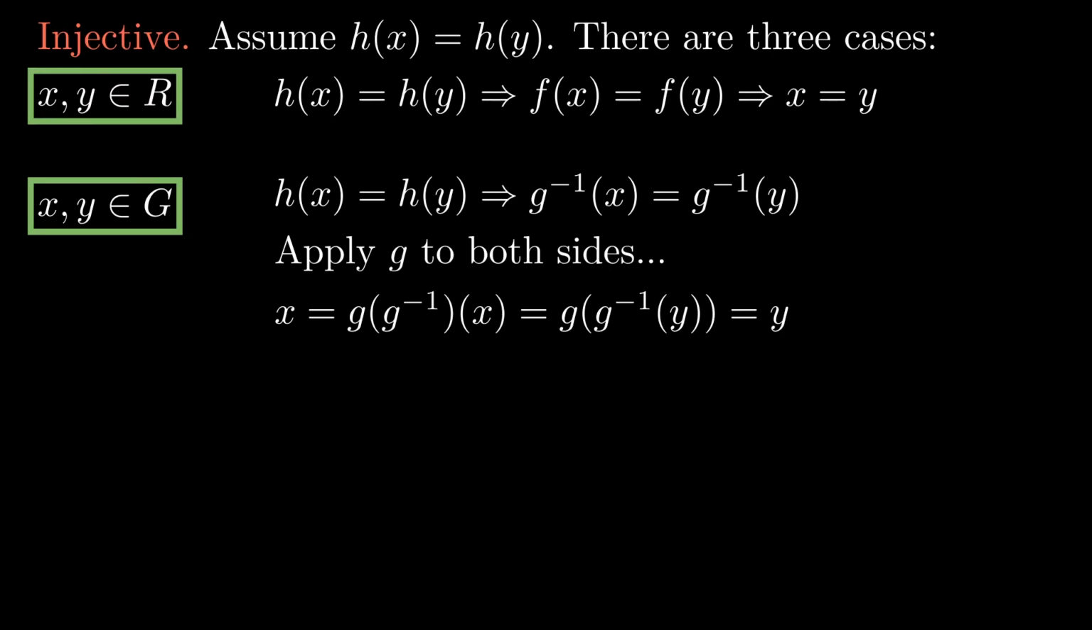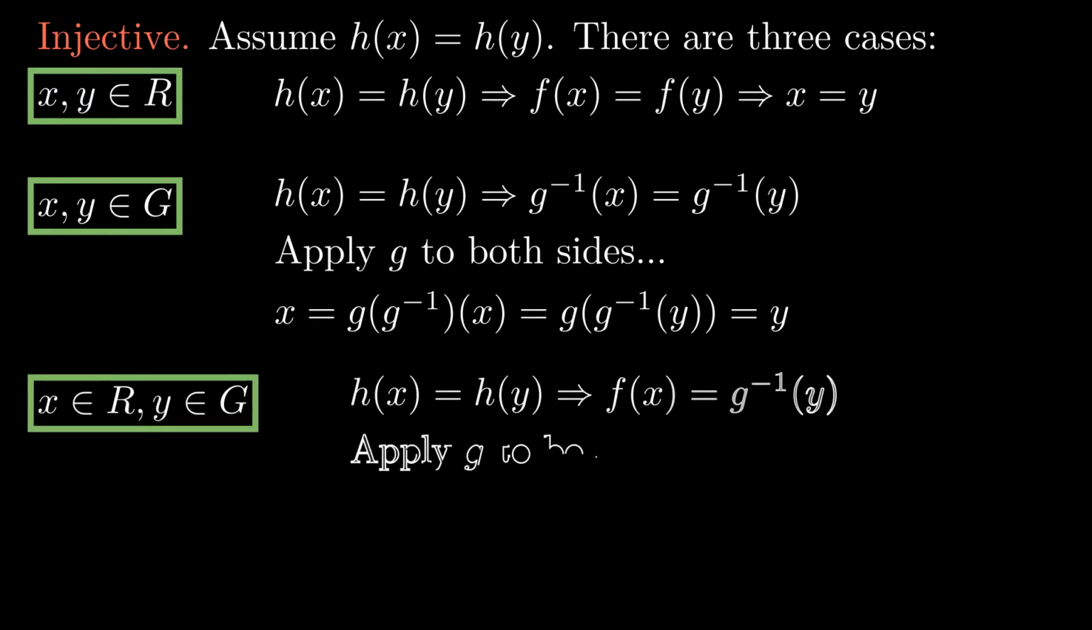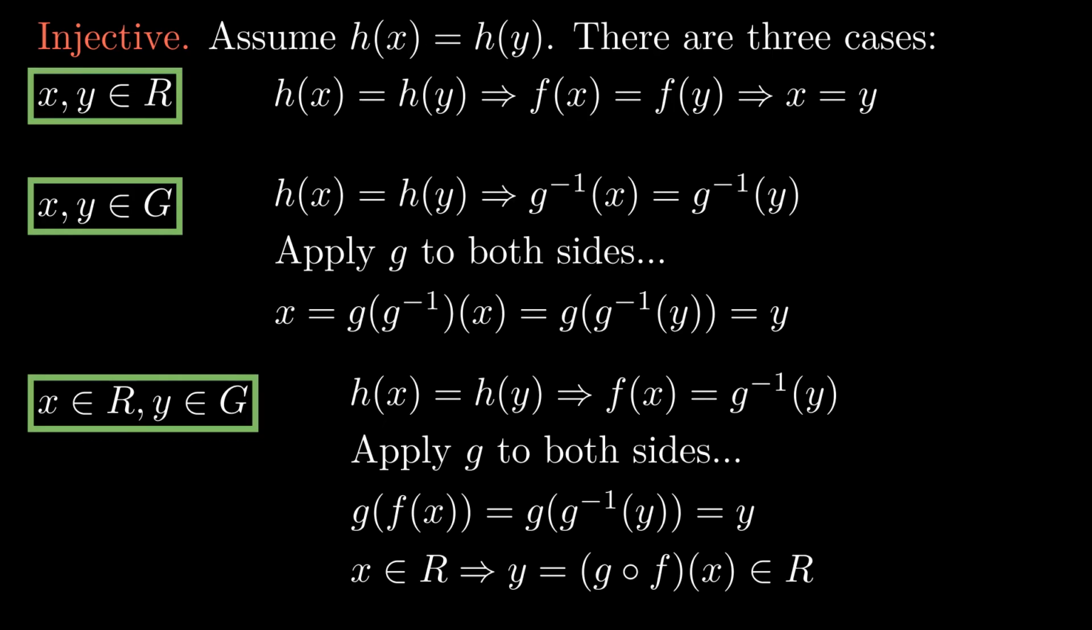Now finally, let's consider the case where x is in R and y is in G. If H of x equals H of y, this means f of x equals G inverse of y. Let us apply G to both sides, giving us the equation G of f of x is G of G inverse of y, which is y. What does that tell us? That tells us that y is G of f of x.